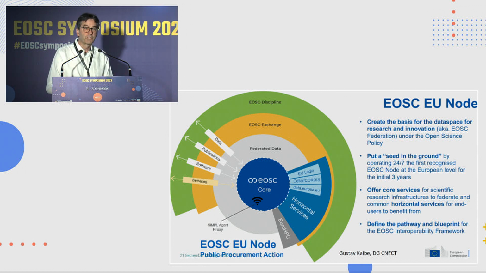So some of the core services and some of what they refer to as horizontal services. So essentially services such as compute, storage, data transfer and so on, and other analytical services that can be used by different communities that go beyond the core, and highlighting that it's linked to the concept of the data space, and that it basically puts a seed in the ground which can be used to grow the EOSC Federation and offer additional services and a blueprint for how other nodes could be created.